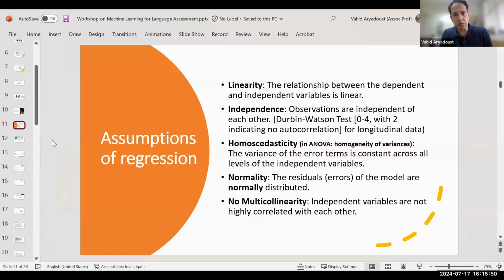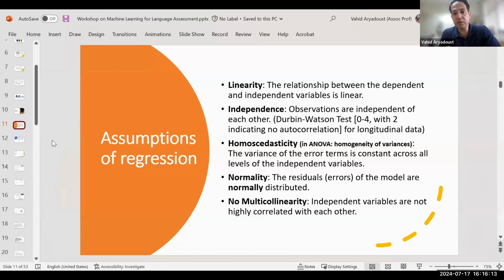All right, so assumptions of linear regression, everyone. These assumptions are not necessary for machine learning, but since we want to do linear regression, we have to do this. Number one, linearity. The relationship between the dependent and independent variables has to be linear, and I'll let you know how to make sure that it's linear or not in the next slide.